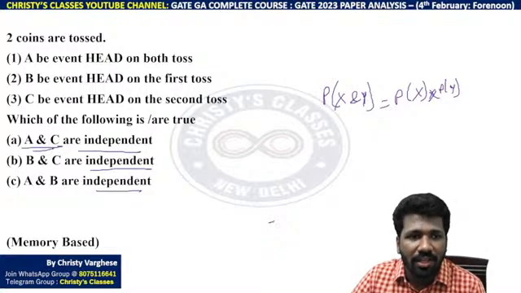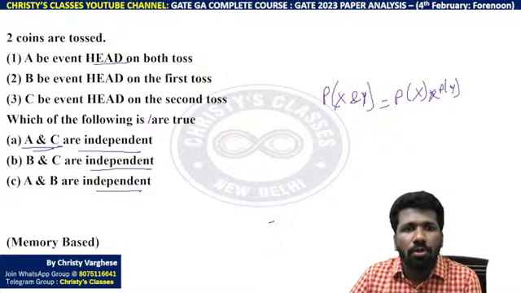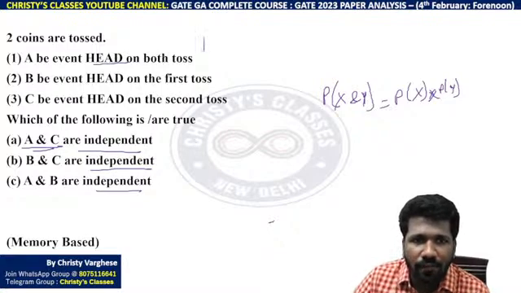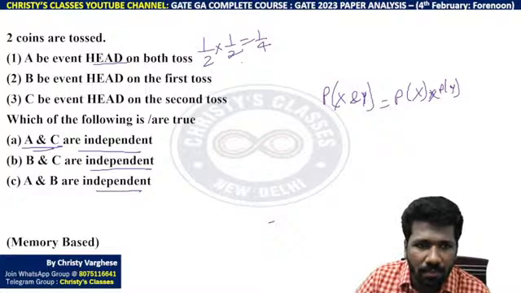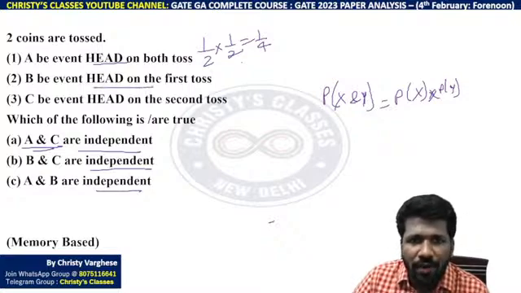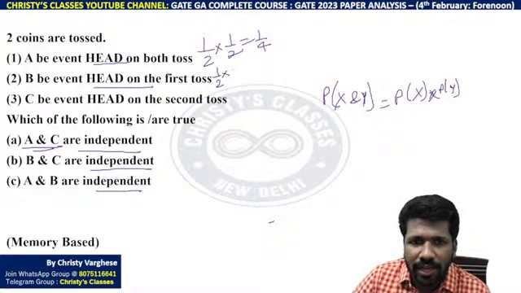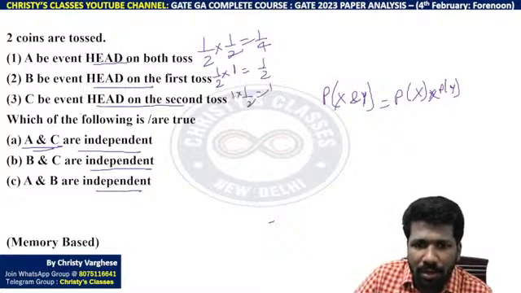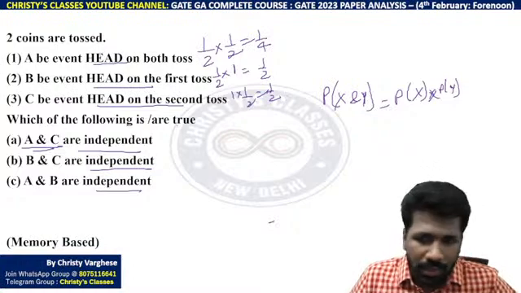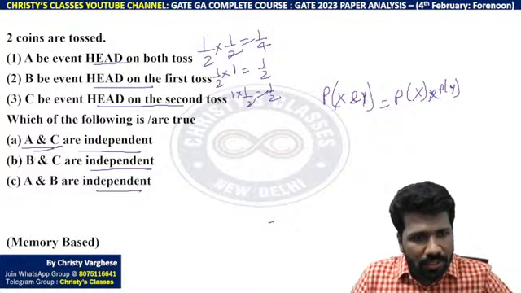First of all, we will find the probability of these. Event head on both tosses. Head on both tosses का chance कितना है? First toss में head आने का chance 1/2 है. Second toss में head आने का chance 1/2 है. So 1/2 into 1/2, 1/4 है ना? Are you all understanding why 1/4? Head on first toss means first toss में head, that is 1/2 chance only. Second toss में head या tail कुछ भी हो सकता है. So 1 chance for that to happen. 1/2 into 1 is 1/2 only. Head on second toss again 1 into 1/2, 1/2 itself. Are you all understanding?